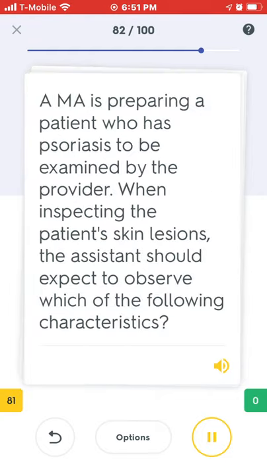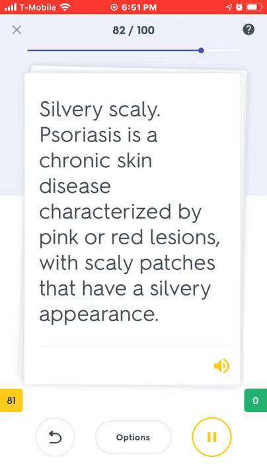A MA is preparing a patient who has psoriasis to be examined by the provider. When inspecting the patient's skin lesions, the assistant should expect to observe which of the following characteristics? Silvery scaly. Psoriasis is a chronic skin disease characterized by pink or red lesions with scaly patches that have a silvery appearance.